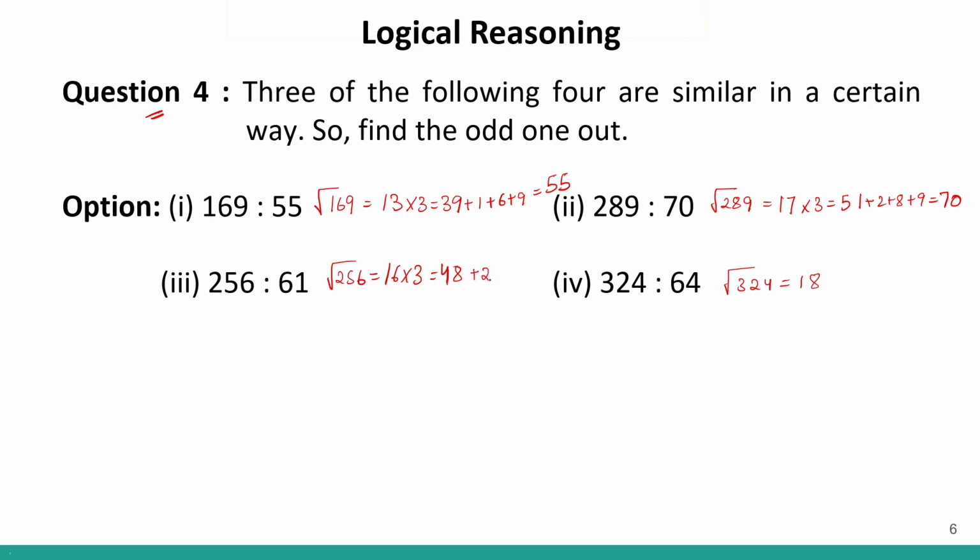And if I add 2 plus 5 plus 6 into this, this will be 50, and 50 plus 11 will be 61. So this is true for option number 1, 2 and 3. So what is the logic?